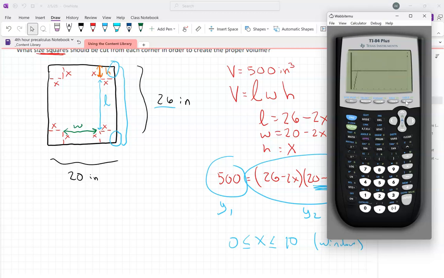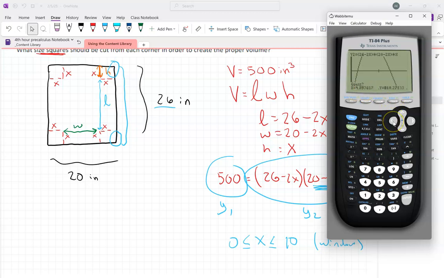Hit graph. There's my line for y equals 500. There's my volume function. So I'm looking for these 2 points of intersection, right? To find these intersections, I press second trace and pick the intersect command. The calculator is going to ask me for 3 things. It wants to know what 2 curves I want to find the intersection of and where it should start looking. First curve is the straight line. Press enter. Second curve, it's already been switched to the other one, so I'll press enter.